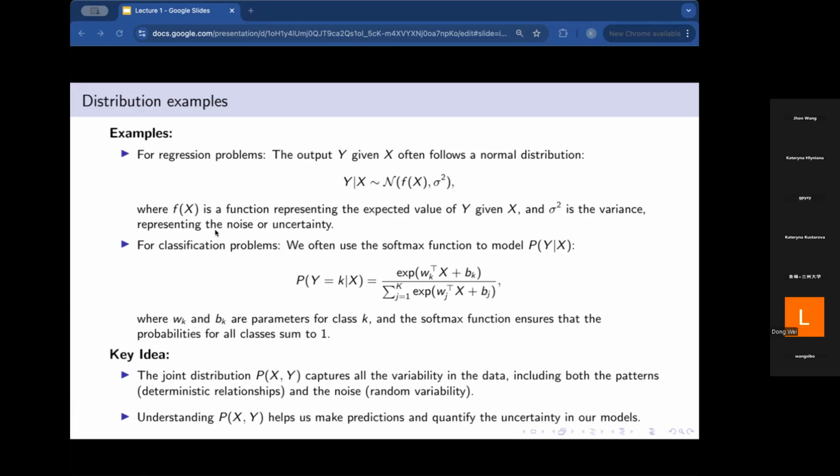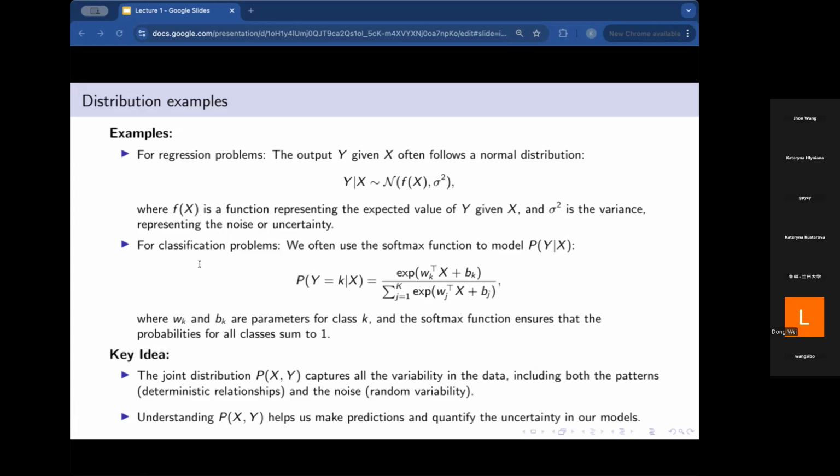For classification problems, we often use a softmax function to model the probability of Y given X. This function takes the exponential of the weighted sum of the input X and adds a bias term, ensuring that all the probabilities for each class sum to 1. In this equation, W_k and b_k are parameters for class k.